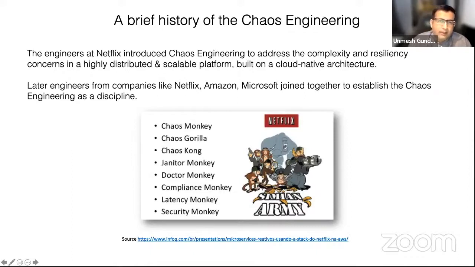Later, companies like Amazon and Microsoft also joined because they also saw a lot of value in this. And then these engineers came together and established the chaos engineering discipline. Netflix has the biggest contribution to this discipline. They built a lot of tools that inspired various other tools in the market today, be it commercial tools or open source tools that we can use for chaos engineering.